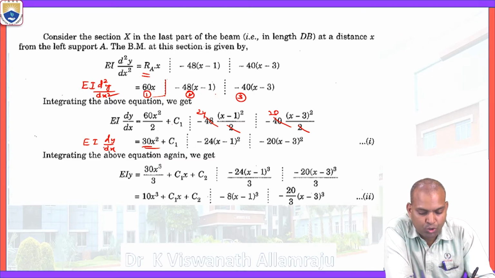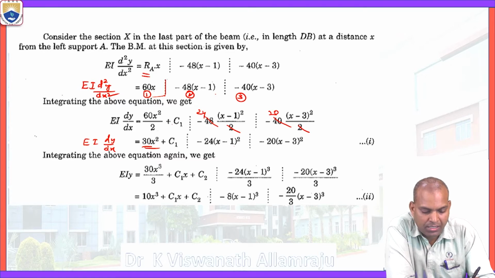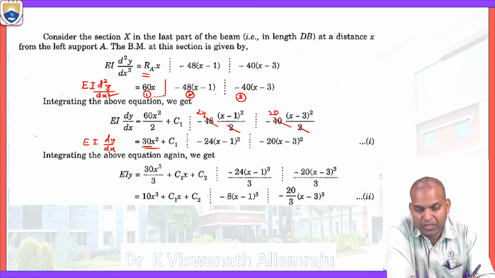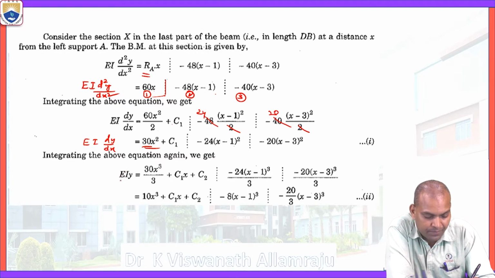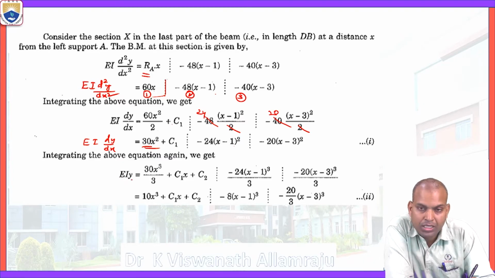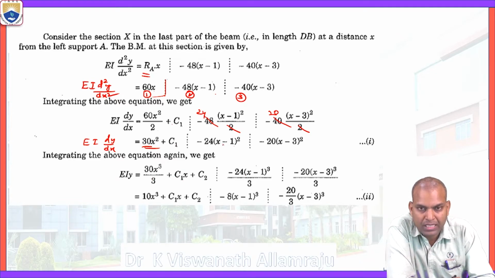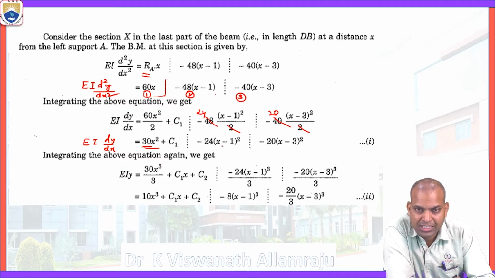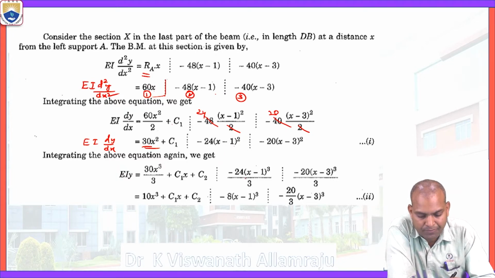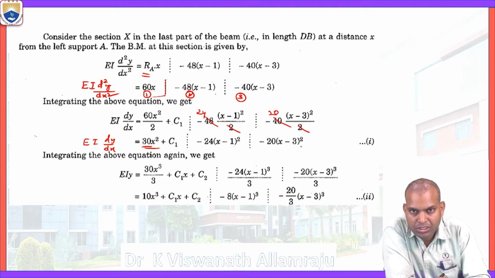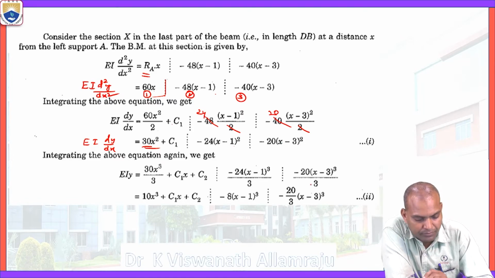Now integrate the slope equation, that one, then we'll get the deflection equation with the two constants of integration. That is EI times y equal to 30 times the integration of x square, that is x cube by 3, plus C1 times x plus C2, minus 24 times the integration of (x minus 1) whole square, that is (x minus 1) whole cube by 3, and for (x minus 3) whole square, 20 times (x minus 3) whole cube by 3.